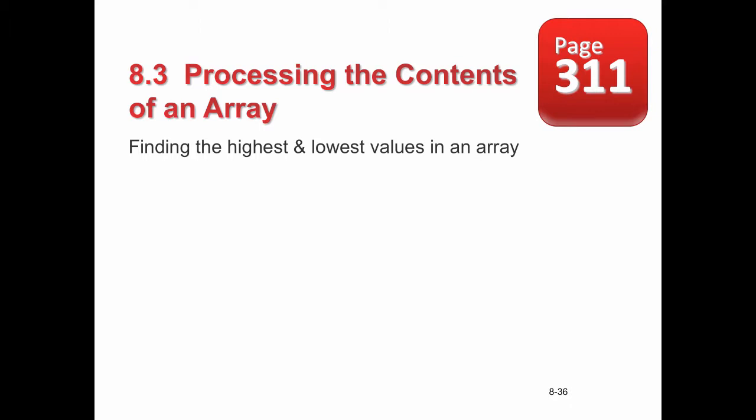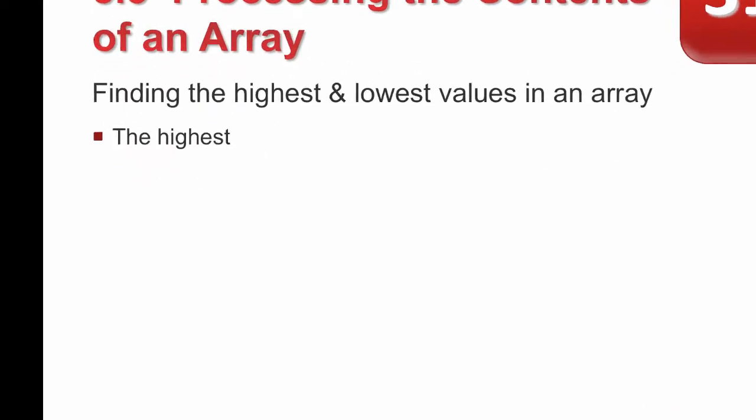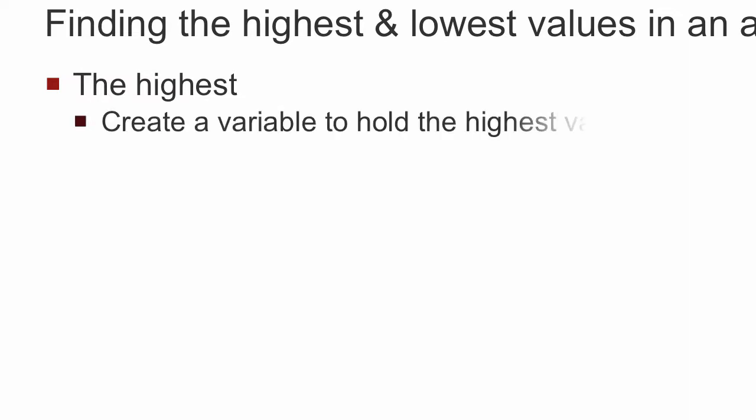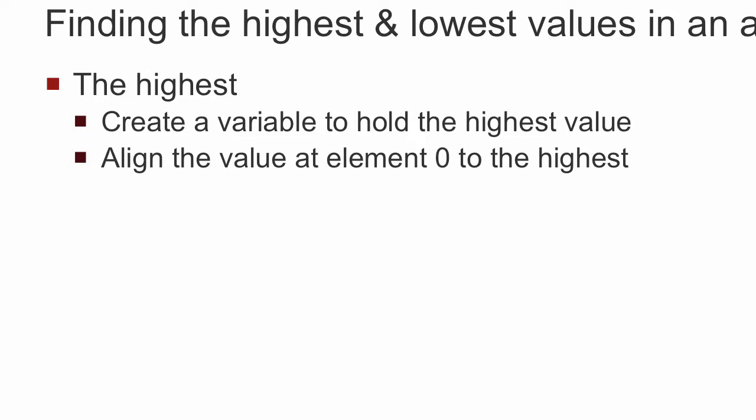How about if we find the highest and lowest value in an array? Very common. So what we're going to do is take a look at how to find the highest in detail, and then the lowest is just changing a sign. So when we were looking for the highest in an array, we create a variable to hold the highest value. Then we say the variable called the highest is going to be equal to whatever's in position 0.